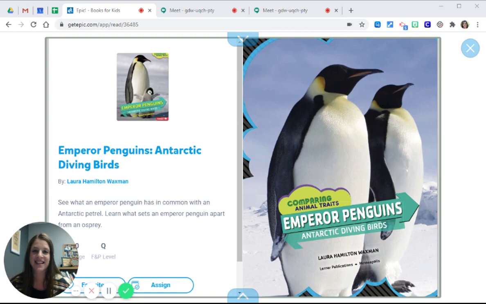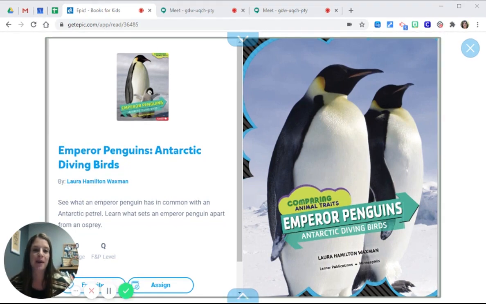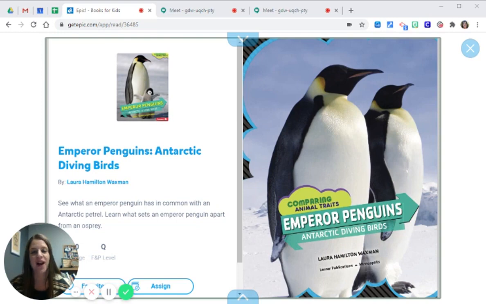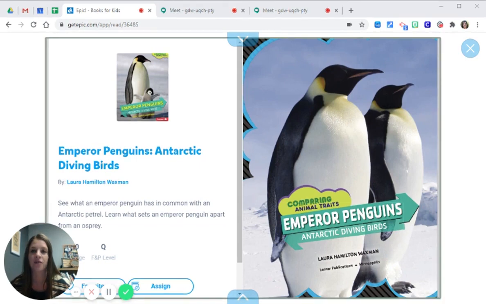Last time we read together, we got to read and learn about emperor penguins, the Antarctic diving birds, and we went through and looked at the text features like the photographs and the captions, and we also got to ask and answer some questions as we were reading to help us understand the text. Today, I want to teach you another really great way to understand nonfiction or informational texts.